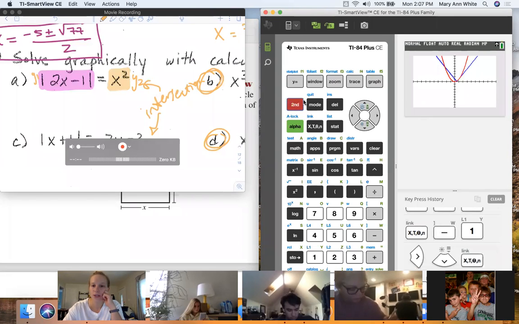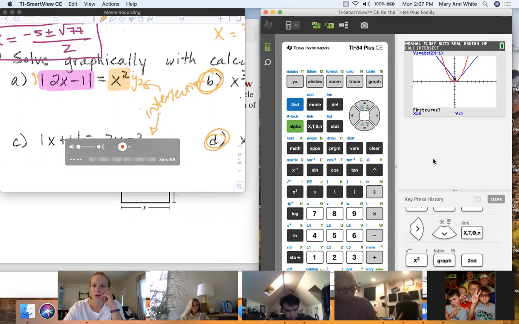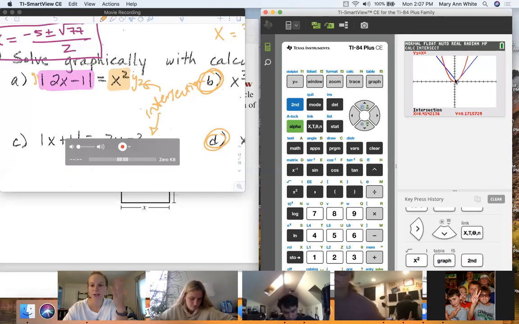To do intersection, we do second trace. And you go down to number 5 and press enter. You can keep your cursor right here. There are going to be 2 zeros though. So if I don't move my cursor and I just say, all right, I'm on the first curve, enter. Okay, I'm on the second curve, enter. All right, where am I going to be? Enter. Okay, it gives me one intersection and it looks like it chose the one to the right.